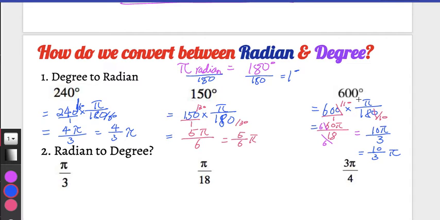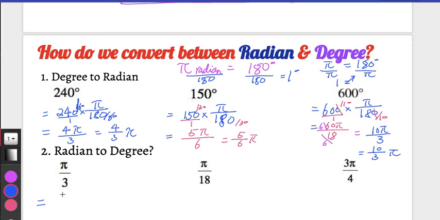Okay, so this is how we convert from degree to radian. So how do we convert from radian to degree? Again, I'm still going to use this one. So remember, pi radian is the same as 180 degree. Since I need to convert from radian to degree, I just need to figure out how much one radian converts to degree, which is 1 radian the same as 180 degree divided by pi.